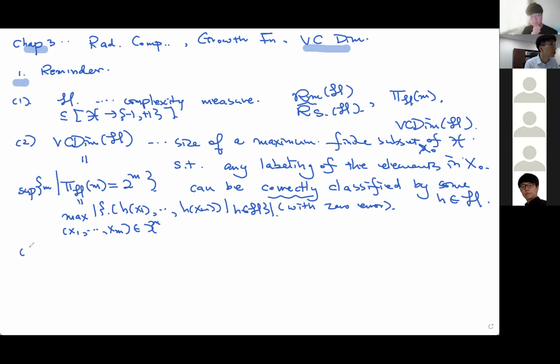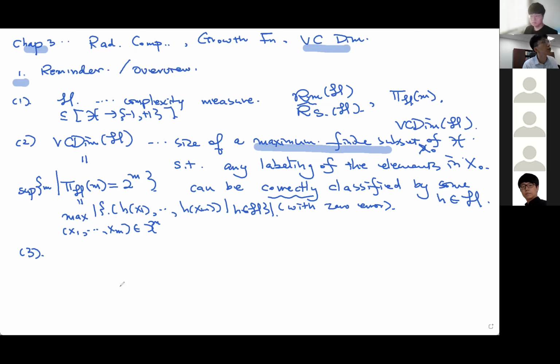And then we look at the maximum finite subsets which can be completely classified, for which any labeling can be classified correctly. We introduced a concept called shattering to talk about such a subset, and the VC dimension can also be phrased as the size of the largest shattered finite subset of the input. Okay, so then we looked at the VC dimension of a few examples. And what we're going to do, reminder and overview.